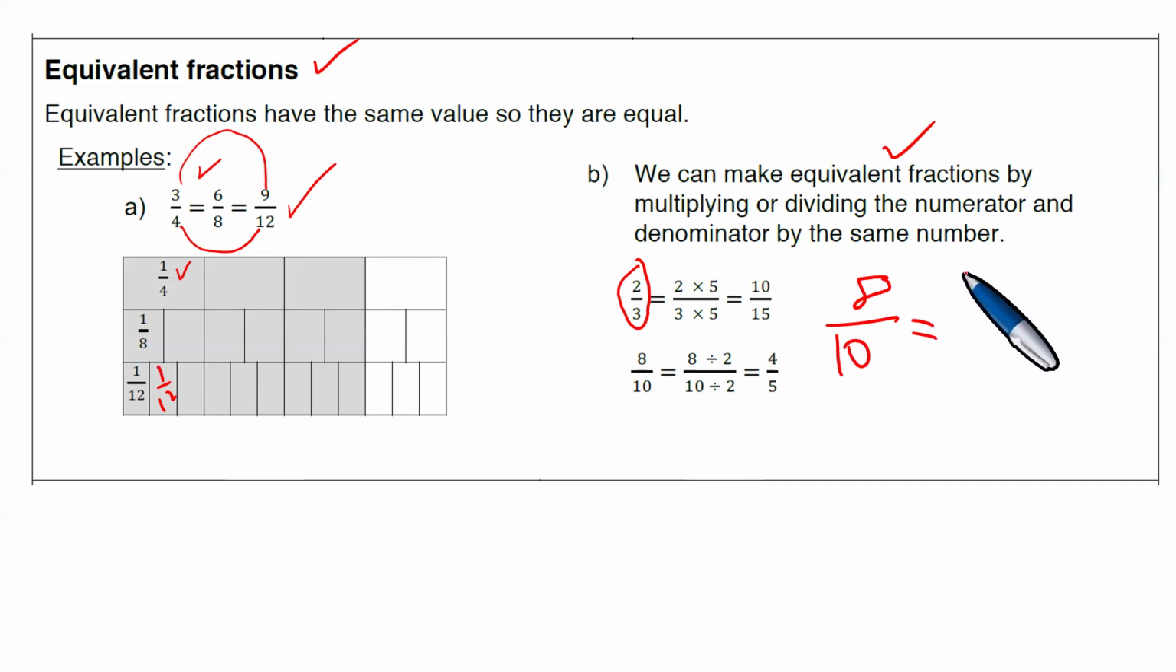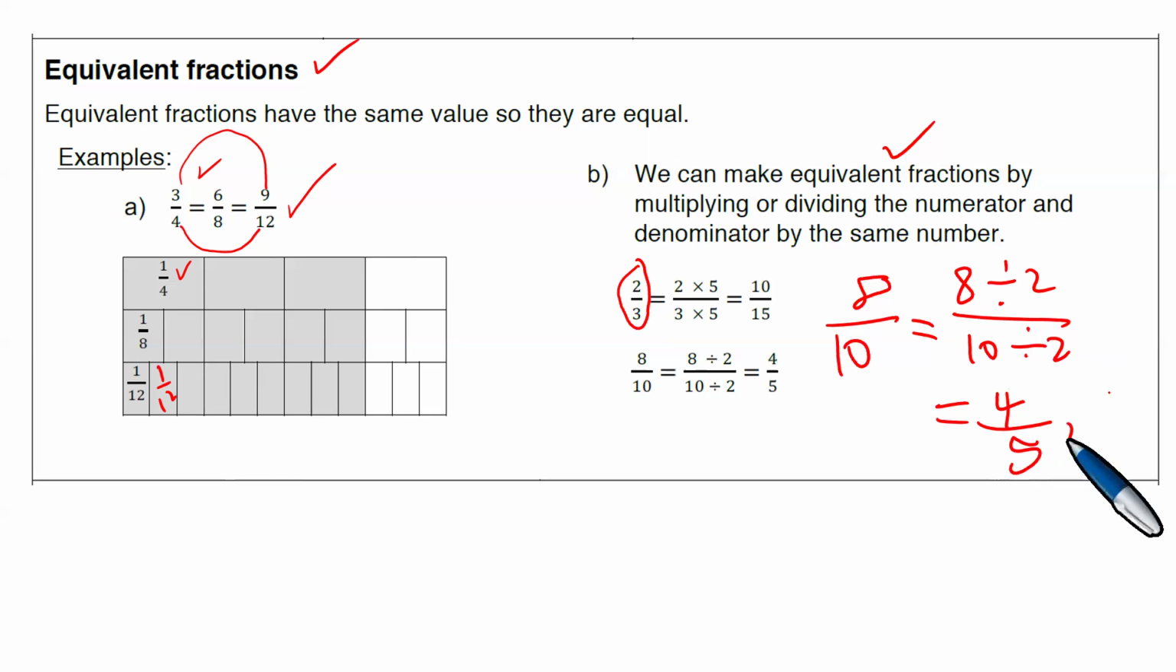We can decide to divide 8 by 2, and simultaneously divide 10 by 2. You divide the numerator by the same number as the denominator, and you get 8 divided by 2, which is exactly 4. You divide 10 by 2, you get 5. So it's 4 to 5, and these fractions are equivalent. Okay, we go on.